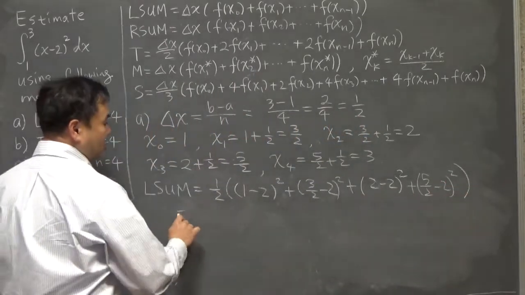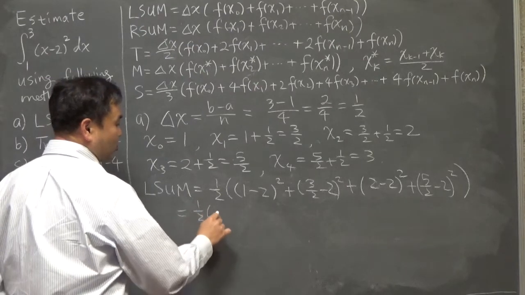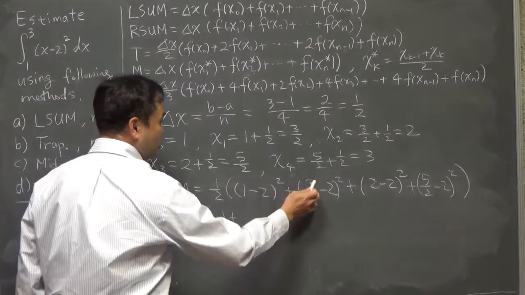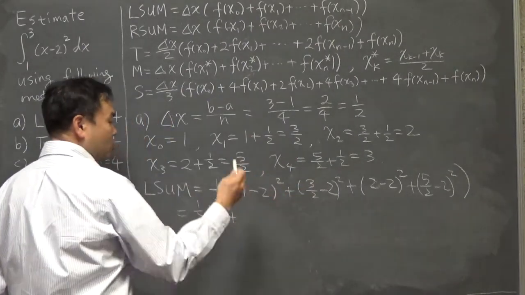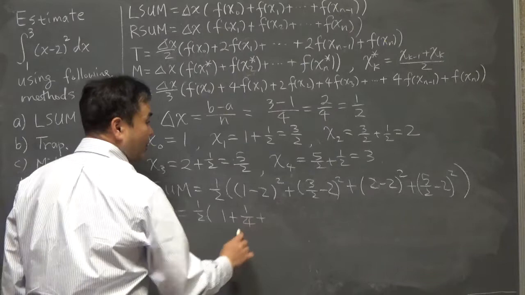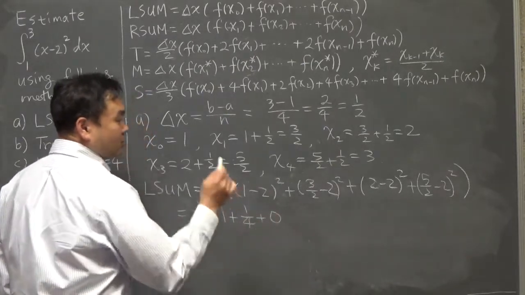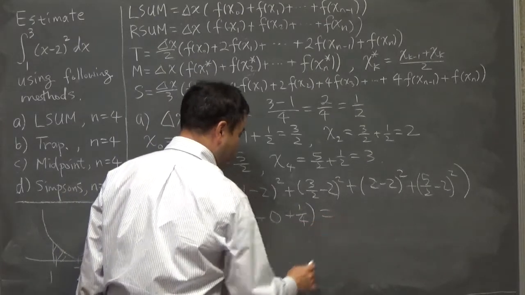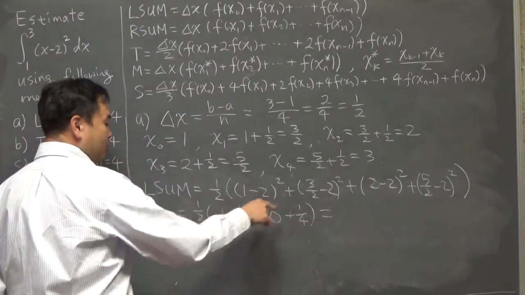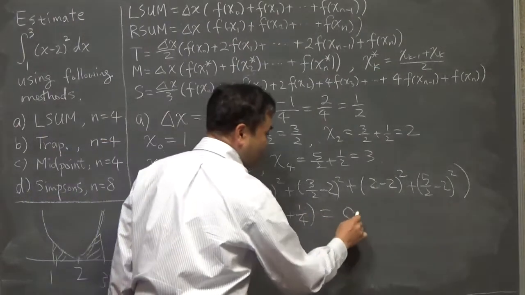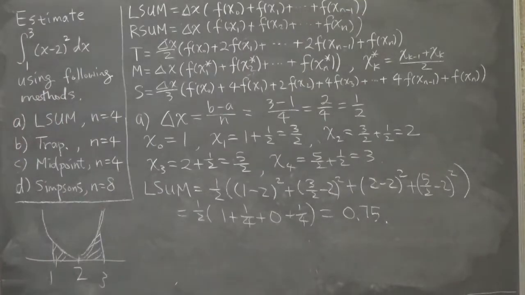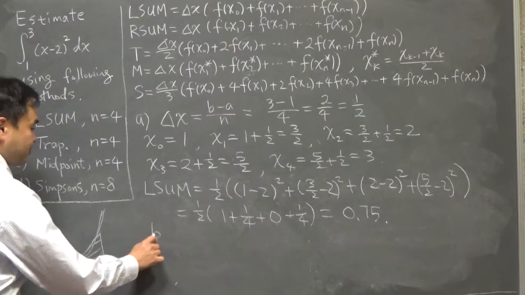And the result is that you have 1/2 times: 1 minus 2 is -1, -1 squared is 1. 3 over 2 minus 2 will be -1/2, square that, you have 1/4. 2 minus 2 is 0. 5 over 2 minus 2 would be 1/4. And if you add them up, that's 1.5 times half. It's going to give you 0.75. Alright, now we can move on to part B.